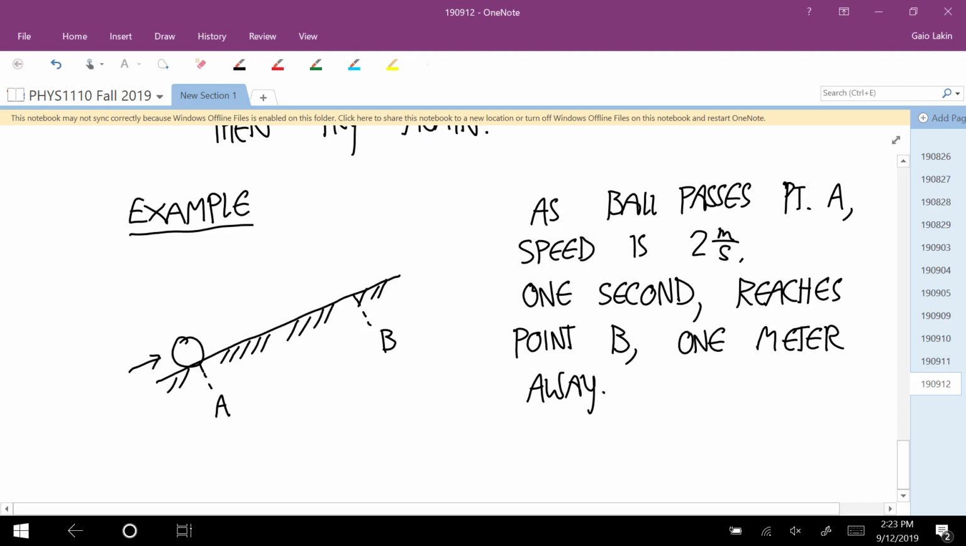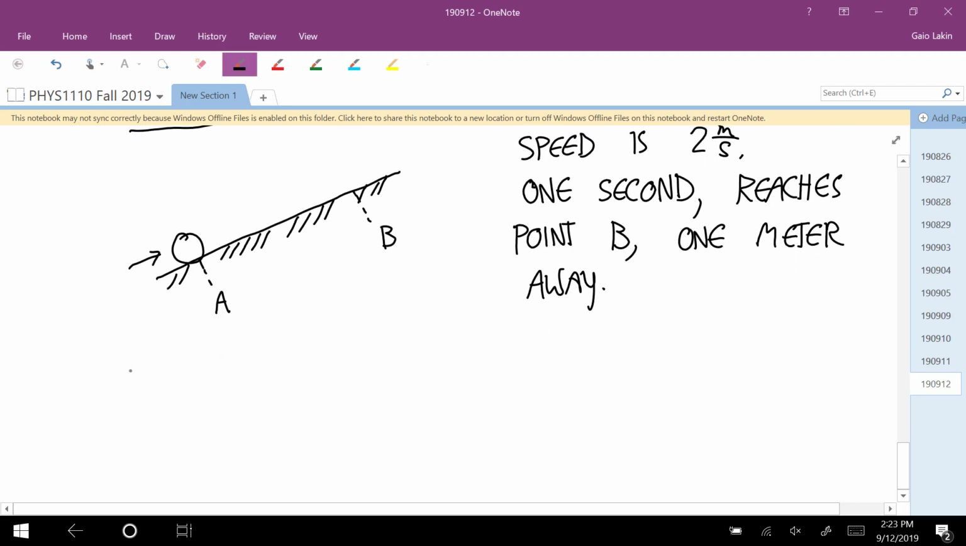And we want to calculate two things. First, we want to calculate the acceleration. And second, we want to calculate the ball's velocity when it passes the point B.